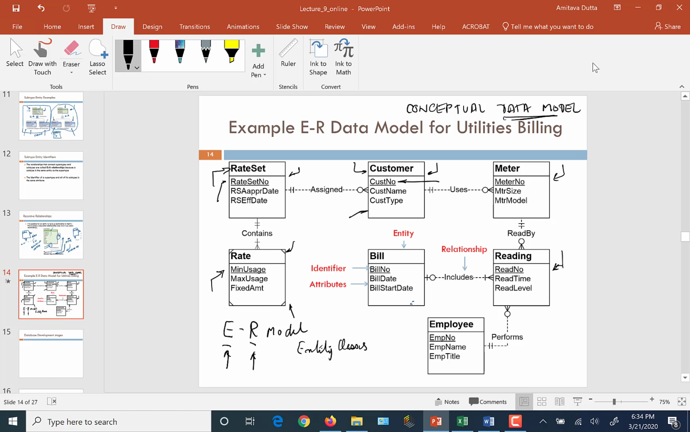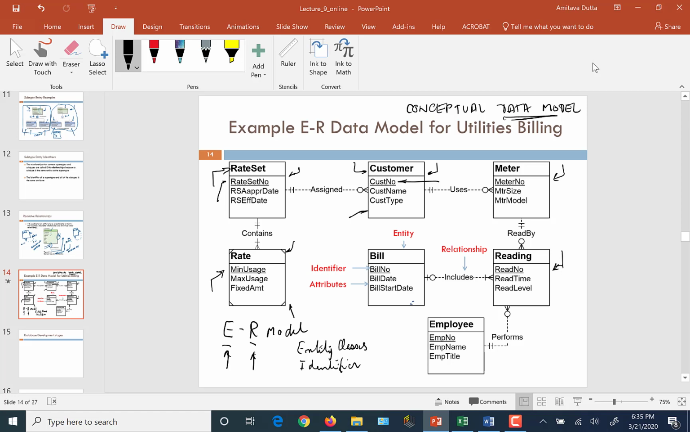As it so happens in this diagram, all the entities have identifiers that consist of one attribute, but you could have an entity that has an identifier that is compound, that is, a composite identifier that consists of more than one attribute. Okay, so identifier, that's another aspect of entities.